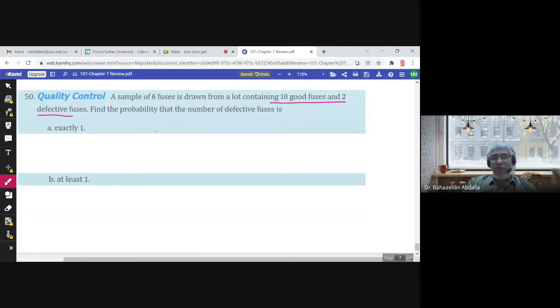A sample of 6 fuses is drawn from a lot containing 10 good and 2 defective. So in total 12. So we are selecting 6 from 12. Find the probability that the number of defective fuses is exactly 1. So I have 12, and these 12 are divided into 10 good and 2 defectives. And I need to select six of these 12. And I need 1 to be defective. So 1 from the 2, and the remaining 5 are from the good. So use the calculator. 10C5 times 2C1, this will be 6/11.